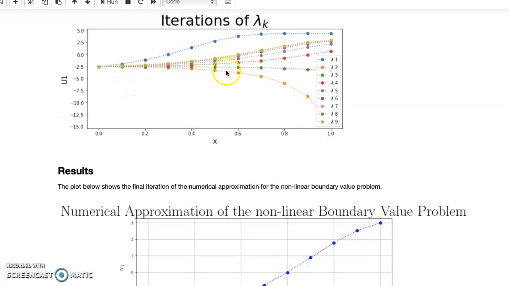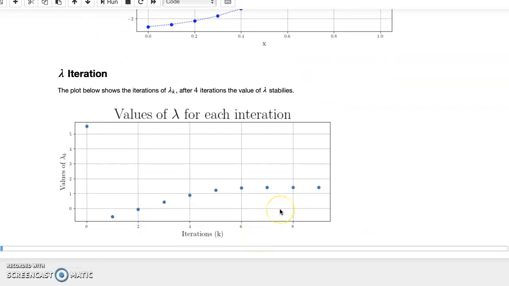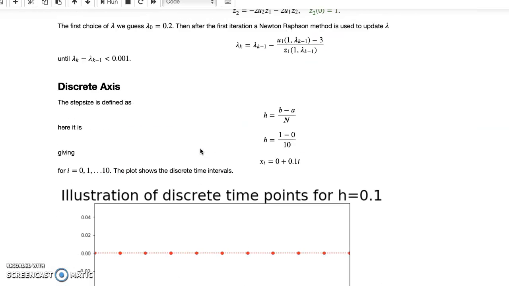The first iteration, you see, it went down. Second iteration started plateauing up. Third, fourth, fifth, all the way to the right answer. Now, the lambda is always the same because the lambda is the velocity at that point. That's what you're estimating.